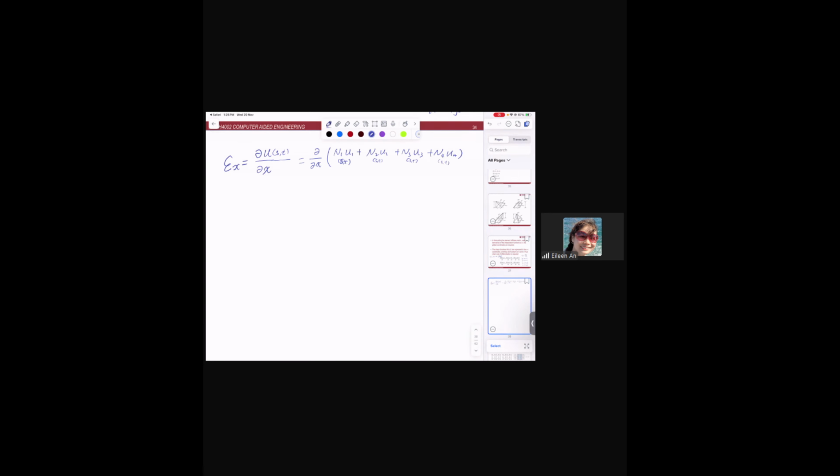Okay, actually, the local coordinate s can be considered as a function of x and y, right? So we can update this equation to this. Partial u is a function of s, and s is a function of x and y, right? Similarly, t the same. dx, partial x.